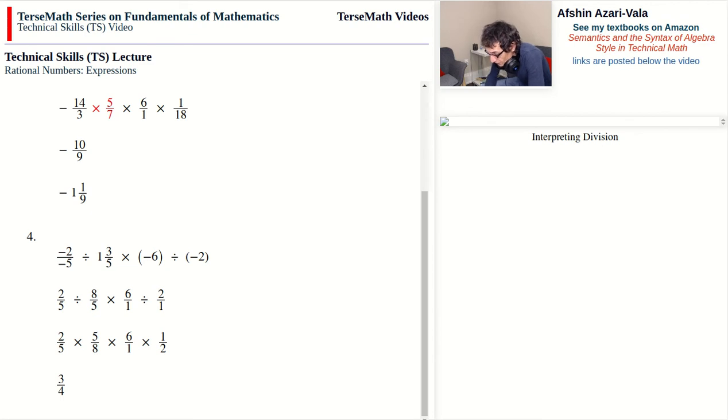Okay, so that's the end of the examples for chain multiplication and division. Now we will take a look at problems where all 4 basic operations, addition, subtraction, multiplication, and division, are present.